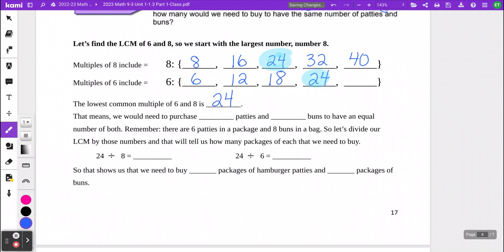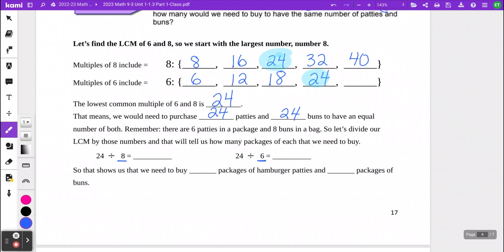Now, if that's 24, how many patties and buns do we need to have an equal amount? We would need to buy how many patties and how many buns? Well, we need 24 patties and 24 buns to have an equal amount. Okay, 24 of each. Well, we've got some that are sold in 8 package and some are sold in 6.